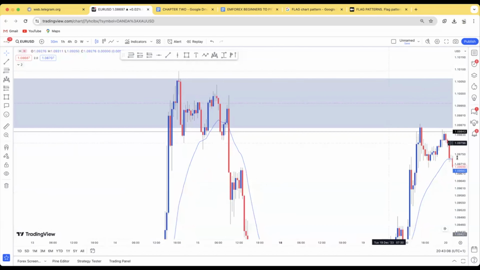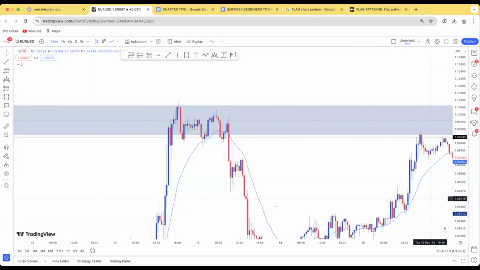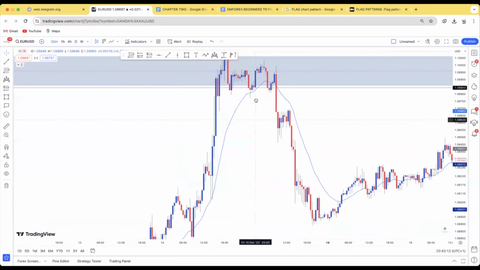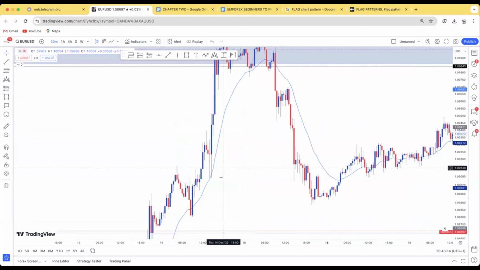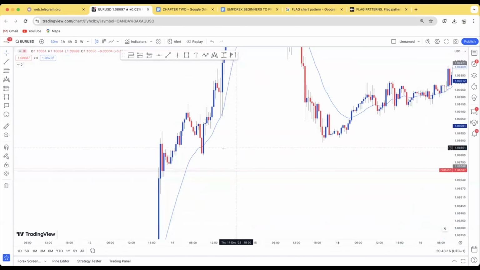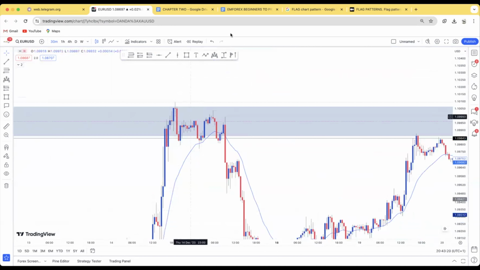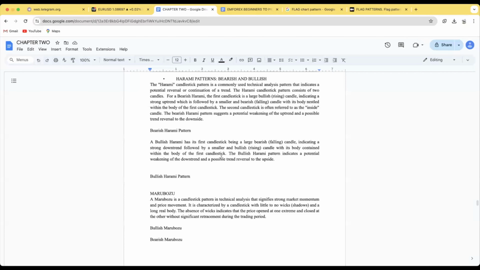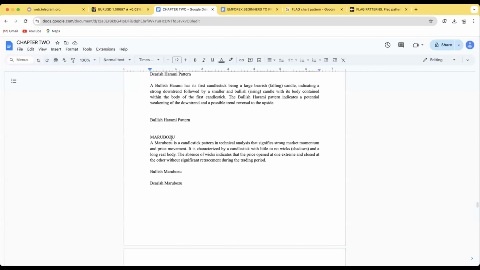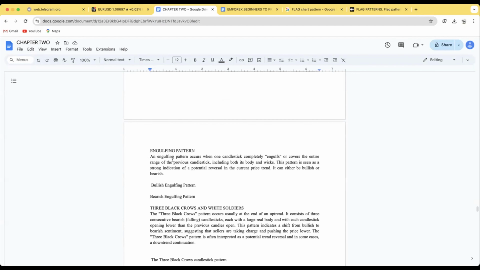All right, so use this in confluence with support and resistance levels. Me personally, I don't really use the Harami. What I use majorly is engulfings. I love the engulfing pattern very, very well. So let me quickly jump over to the engulfing pattern. We have the Marubozu pattern. Now this is the engulfing pattern.